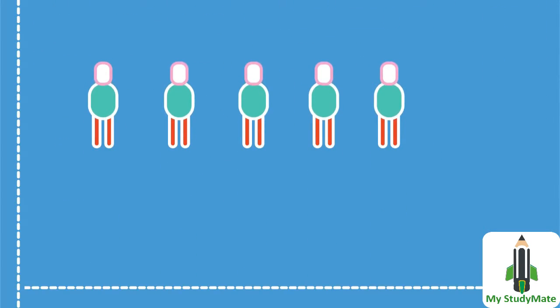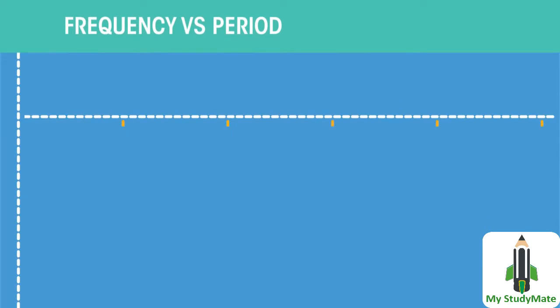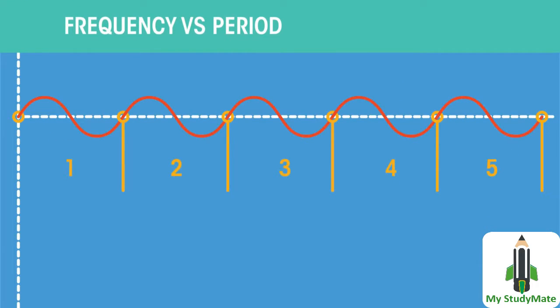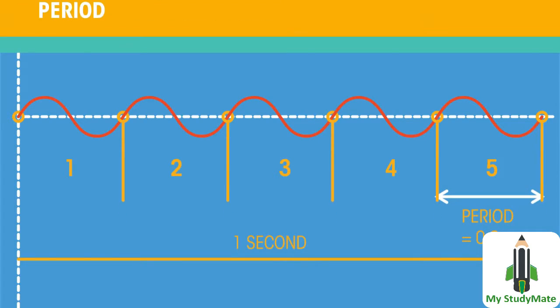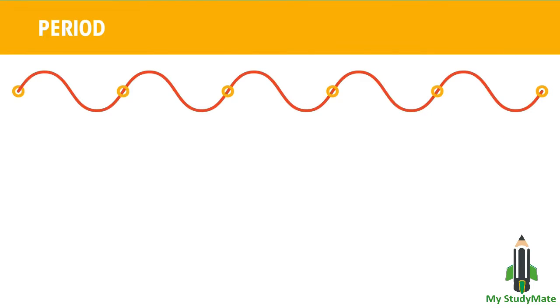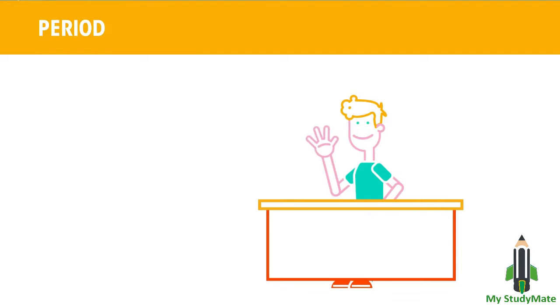The frequency and the period are often confused. The frequency refers to how often something happens, whereas the period refers to the time it takes to happen. The period of a wave is the time for one complete cycle. So the time taken for one person to stand up, wave and sit down, this would be measured in seconds.